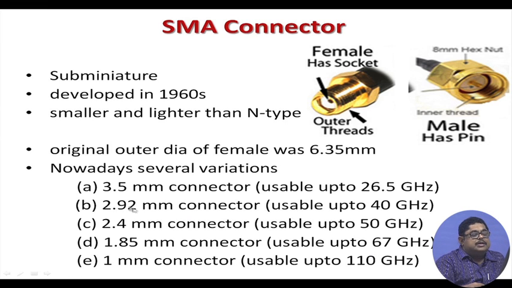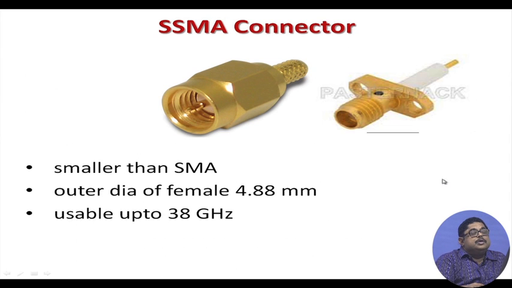So, you see that a coaxial connector is going there. We told that waveguide will be the higher frequency counterpart of coaxial, but coaxial itself is pushing the boundary and going to millimeter wave things. This is smaller than SMA. Outer dia is this.